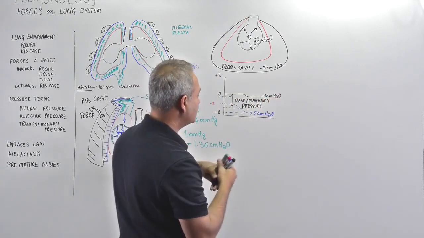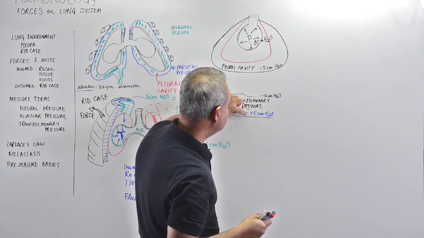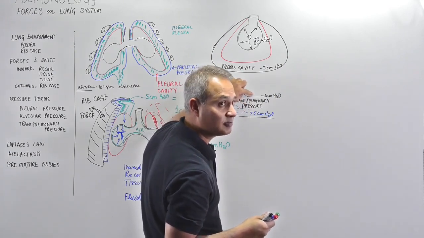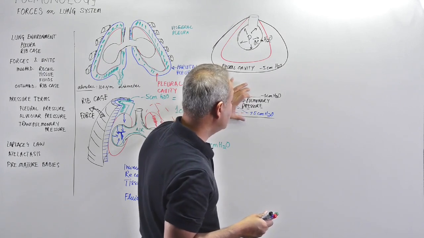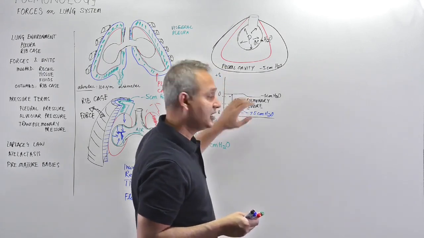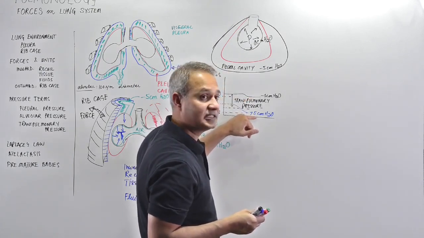So now, what is the transpulmonary pressure? It is minus 7.5 and minus 1. Subtract them, it is minus 6.5. So now the transpulmonary pressure is minus 6.5, although the pleural pressure is minus 7.5.